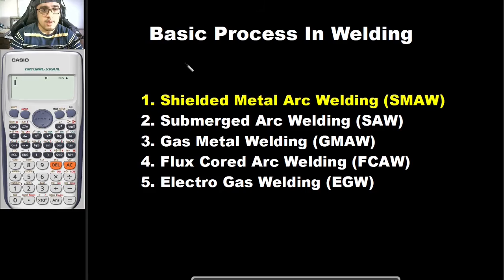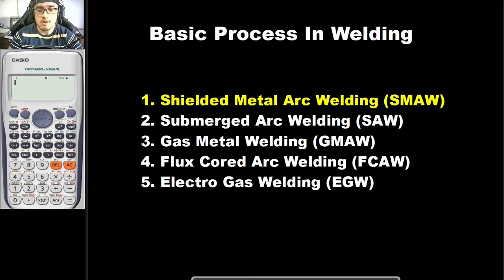And these are some of the basic processes in welding. The first one is what we would be calling shielded metal arc welding, or SMAW. As for the others, these are submerged arc welding, gas metal arc welding, flux cored arc welding, and electrogas welding, and these would be their respective abbreviations. In this video, we wouldn't be focusing on the definitions of each one of these. Rather, we would be focusing on number one, which is SMAW.